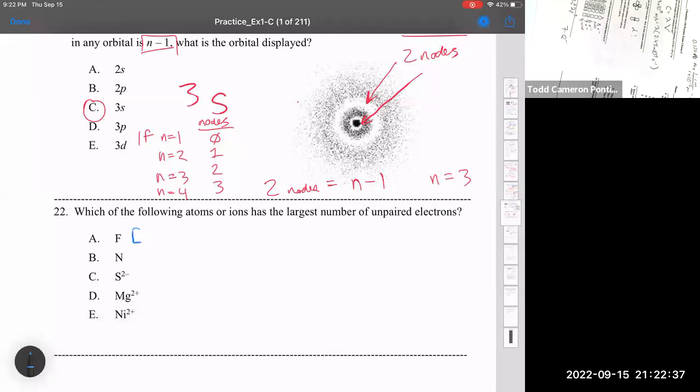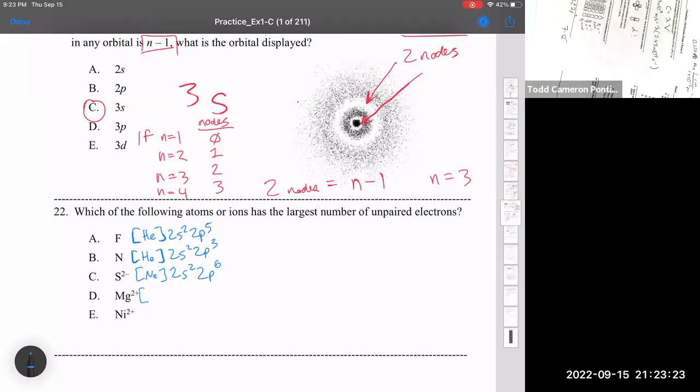Fluorine has a helium core, then it's 2s2, 2p5. Nitrogen has a helium core, and it's 2s2, 2p3. S2 minus, sulfur by itself has a neon core, and then it's 2s2, 2p4. But since it has a 2 minus charge, we're adding in 2 extra electrons to it. So rather than being 2p4, it's going to be 2p6.